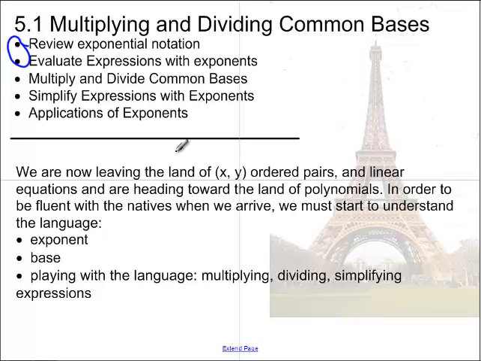In Chapter 4, we talked about x and y ordered pairs. So that was Chapter 4. We did that, we're kind of done with that, and we're moving away from linear equations and more towards polynomials. We're going to get to polynomials probably at the end of this chapter. And in order to work with polynomials, multiplying, dividing, things like that, we have to really talk about the exponents. So that's what we're going to do today, just talk about exponents.